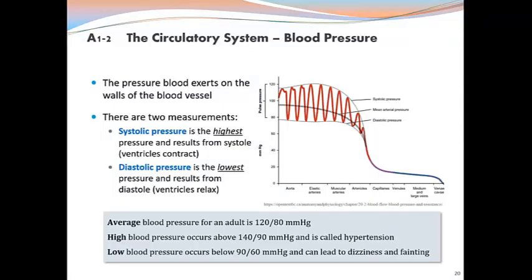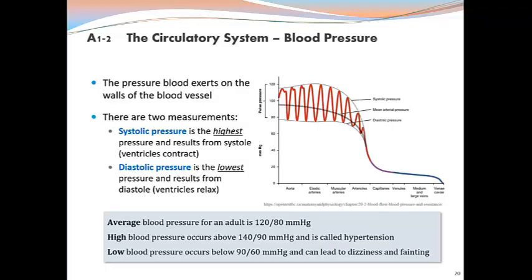Circulatory system, we have to understand the blood pressure that happens within the circulatory system. We already kind of have an understanding of where the pressure will be greatest within the blood vessels. Obviously, the greatest being in the artery, the least amount being in the veins. But the pressure blood exerts on the walls of the blood vessel is what we refer to as blood pressure. There are 2 measurements, the systolic pressure and the diastolic pressure. The systolic pressure is the highest pressure and results from the ventricles contracting, and the diastolic pressure is the lowest, and that is when the ventricles relax.